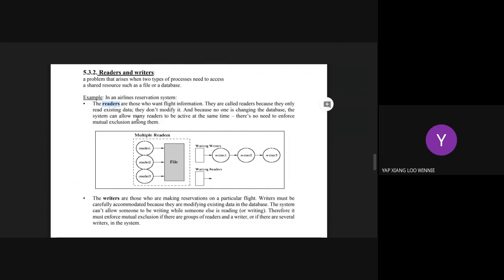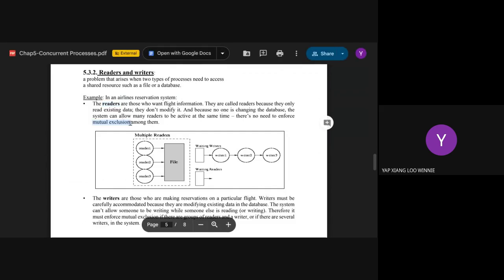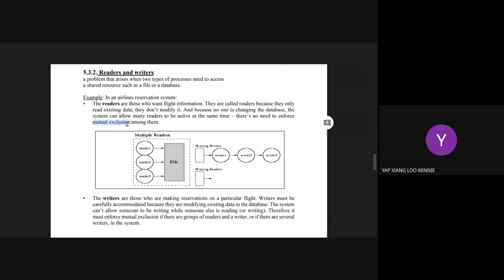So no one is changing the database, right? So in this case, we don't need mutual exclusion if we just have readers. If the whole platform is just for people to read, then you don't need mutual exclusion. But in an airline reservation system, in AirAsia, we don't just let people read the flight information, we let them book as well, right?